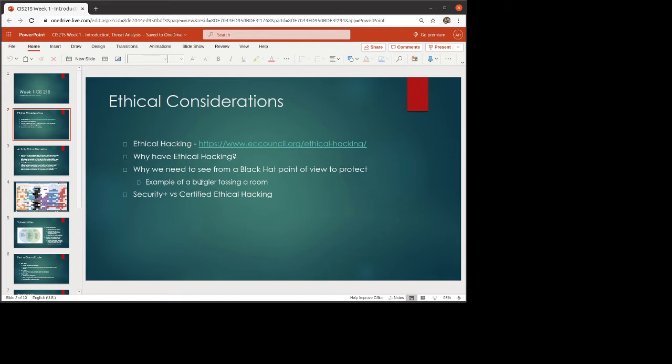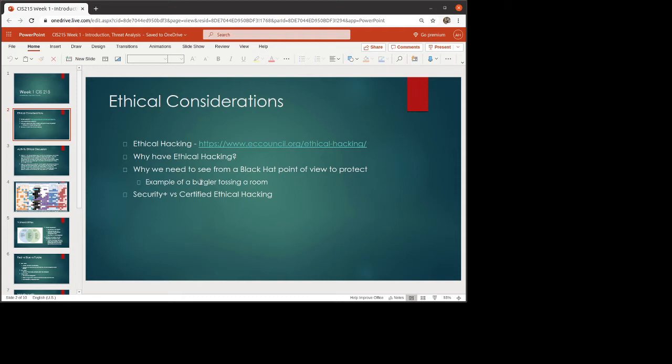Certified Ethical Hacker does need more skills. There are more things that you would be thinking about, and it's going to be using more of the tools that we're going to be talking about as this class goes. It's sort of the next level of certification if that's the career path that you're going to follow.